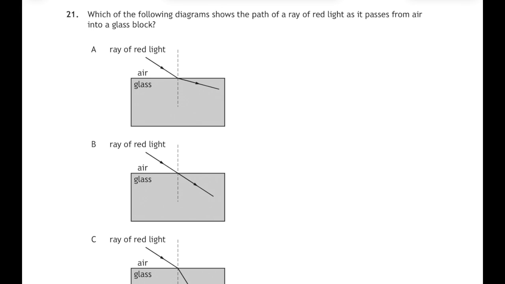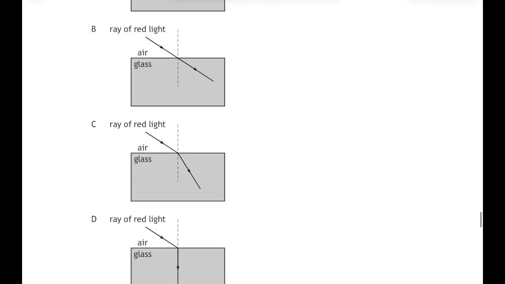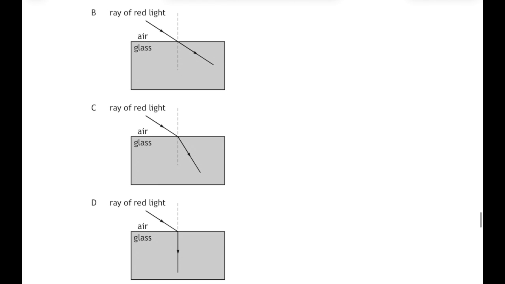Moving on, question 21, still with waves. Which of the following diagrams shows the path of a ray of red light as it passes from air into a glass block? Well, the rule is here that when you go from air into glass, the ray bends towards the normal. So the angle in the glass is smaller than the angle in the air. And the only answer showing that correctly is answer C.